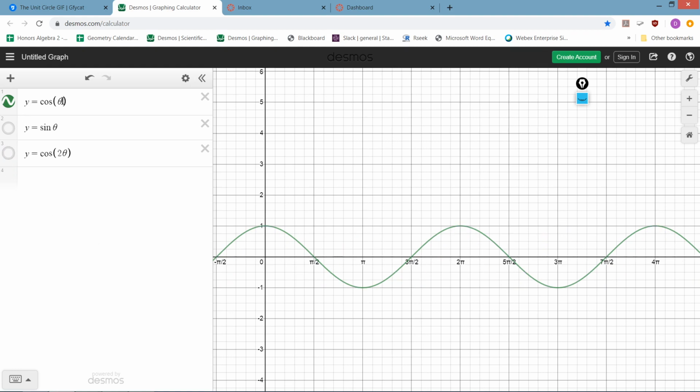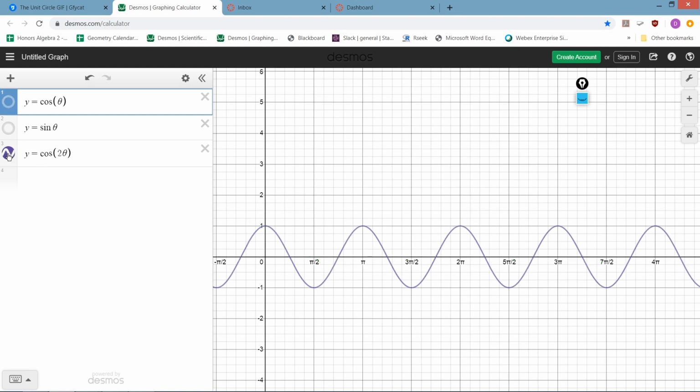So for y equals cosine theta, notice, when does it repeat? It repeats at 0, and it repeats at 2 pi. Or rather, I should say it's at 1 at 0 and 2 pi. So how long did it take to repeat? It took this distance of 2 pi before it repeated. So its period was 2 pi. Well, for cosine of 2 theta, let's see what it's like.